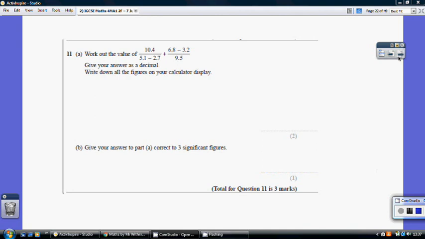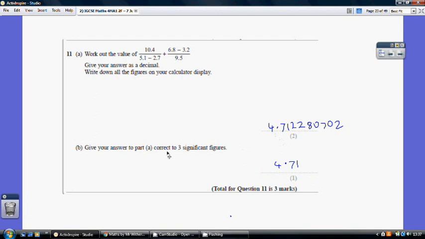Question 11. So work this out. Obviously use your calculator and use the fractions button on your calculator. So work this out first of all in the first fraction, then the plus sign, and then again using the fractions button, pop this into the second fraction and write down all the figures on your calculator display, which is this.